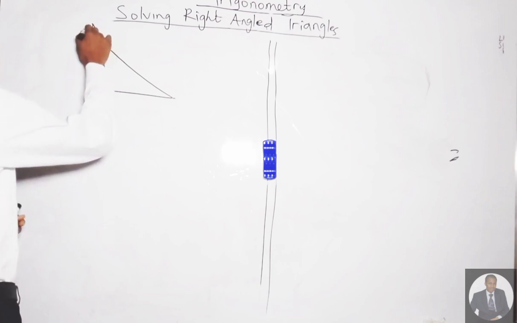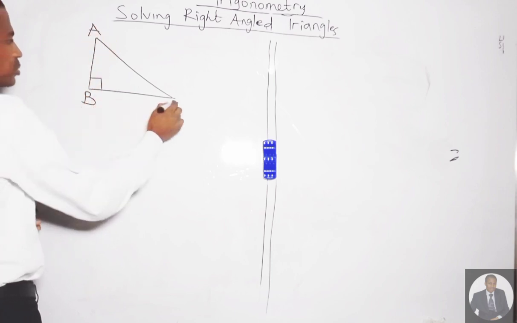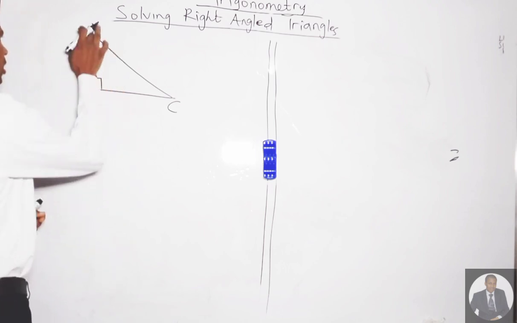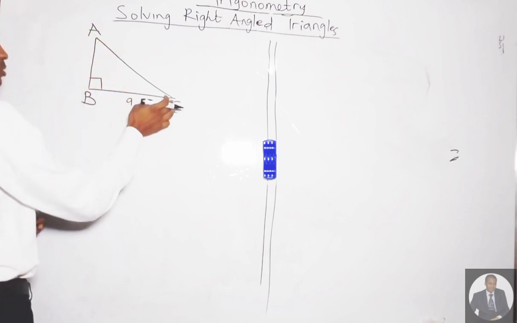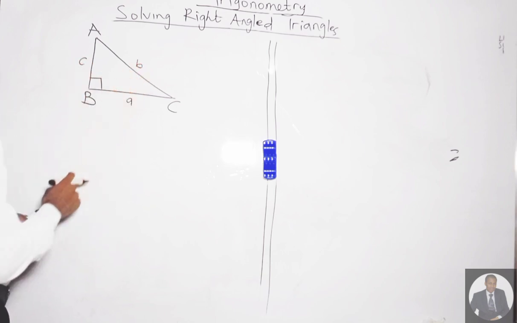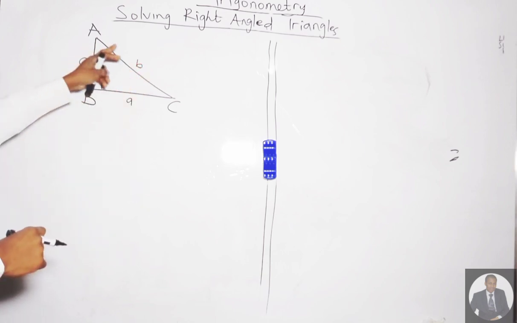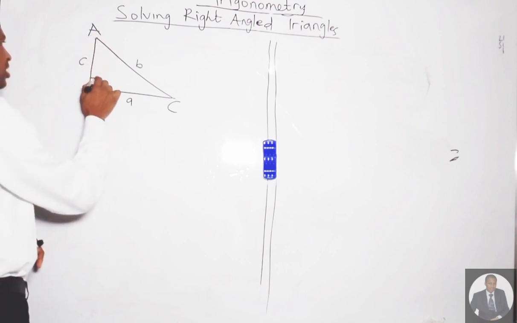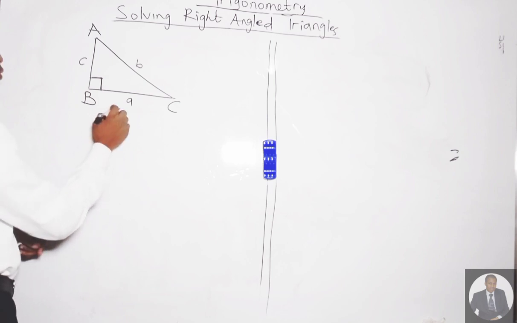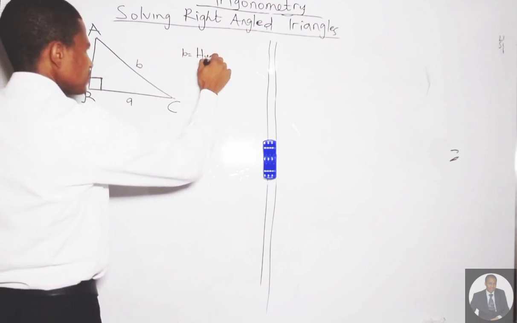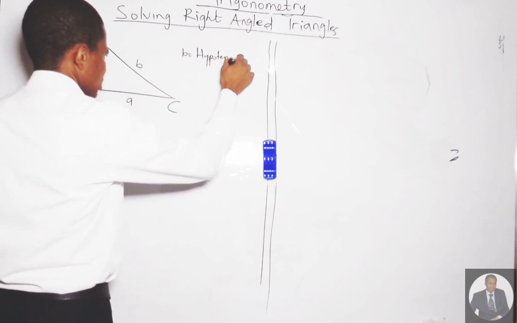Let's look at this analogy. A triangle ABC is here. The side facing A, let's call it A. The side facing C, let's call it C. The side facing B is B. Now, these are the three sides. The longest side, facing the right angle, is called the hypotenuse. B here is the hypotenuse. It's usually the longest side.